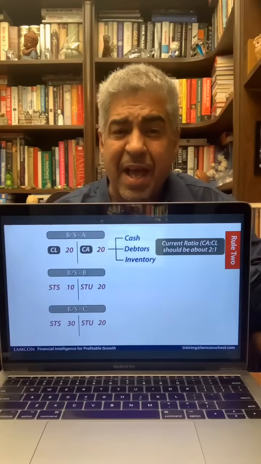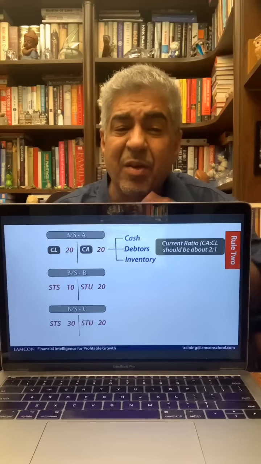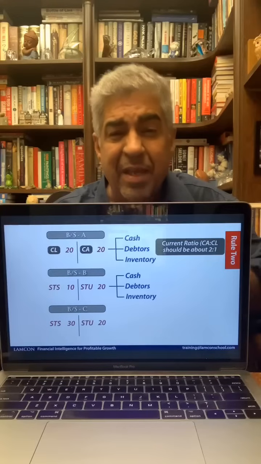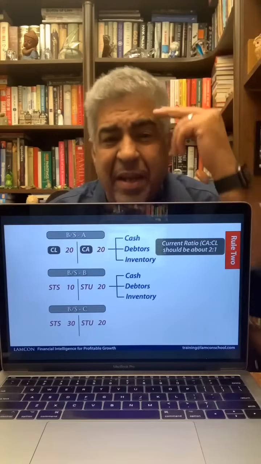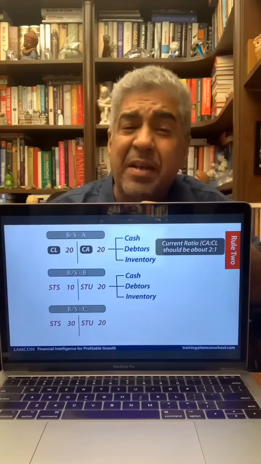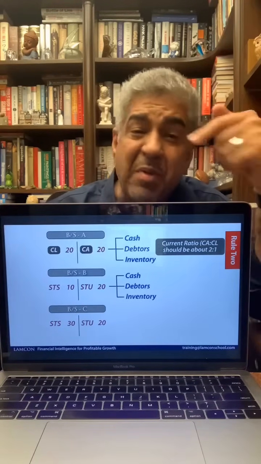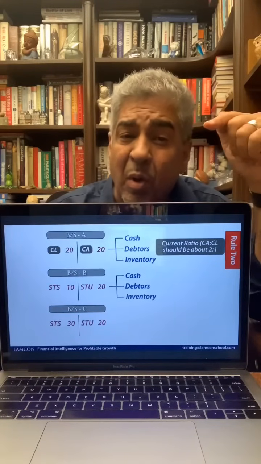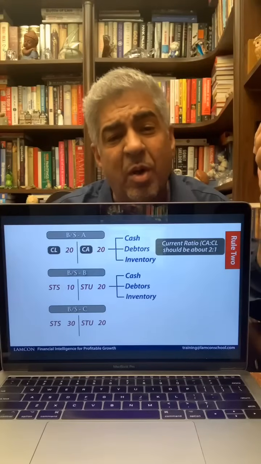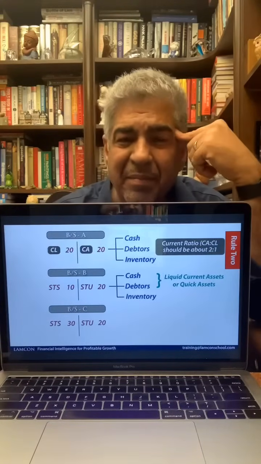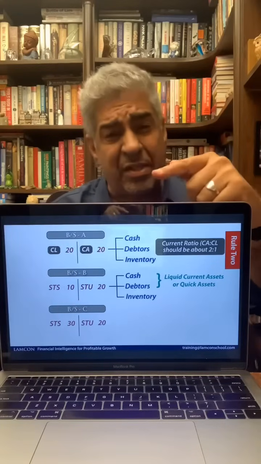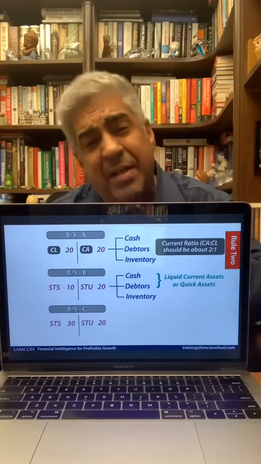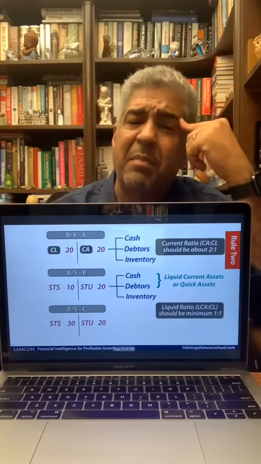How? How much do they owe people? 10. How much do they have? 20. But the important thing is, what is the breakup of that 20? If inventory is not available to pay, then if you ignore the inventory, the remaining 2 should be minimum 10. Or the inventory of B should be maximum 10. That brings me to the next ratio. The first 2 items of current assets are either called liquid current assets or quick assets. And inventory is non-liquid. And healthy organizations with a current ratio of 2:1 will try and maintain a liquidity ratio, a quick ratio, of minimum 1:1.